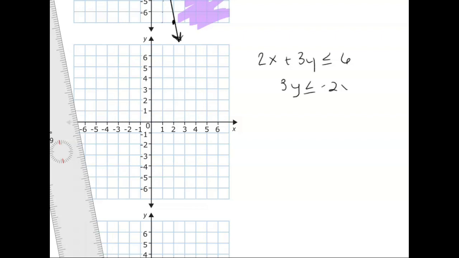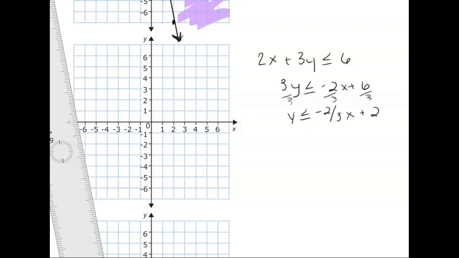Hopefully, we're feeling very good about those steps. I'm going to subtract 2x from both sides. And then I'm going to divide by 3. Negative 2/3 x plus 2. Remember, I'm dividing every piece by 3 here. So that's 3 and that's 3, just in case you need a little reminder. All right, and now I'm ready to graph.